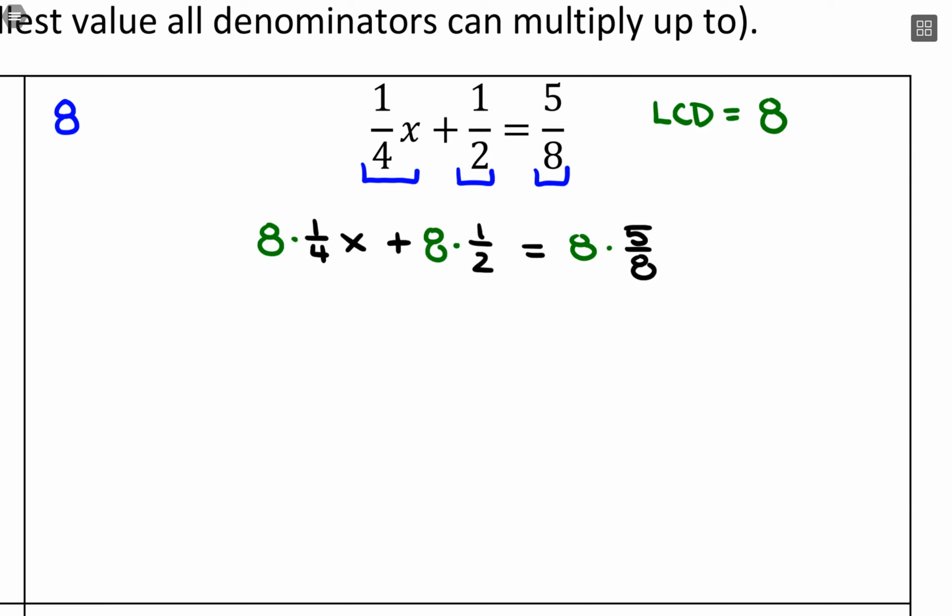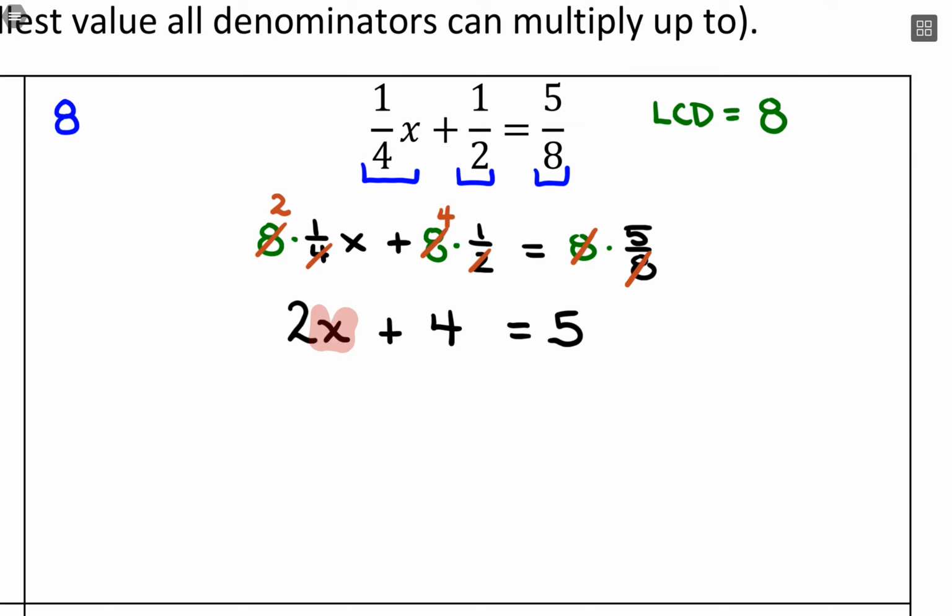And then we simplify. So 8 times 1/4 can simplify to 2. So 2 times 1 is 2, times x, plus 8 times 1/2. That's going to leave us with 4. So that'll be 2x plus 4 equals, and then on that right hand side, those 8s will just cancel out, so all we'll have left over is 5.